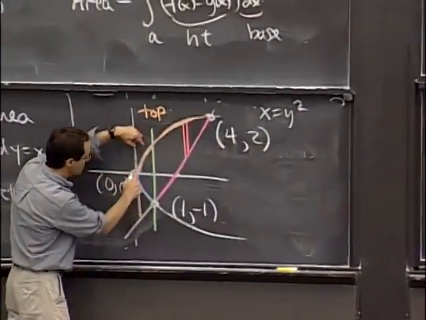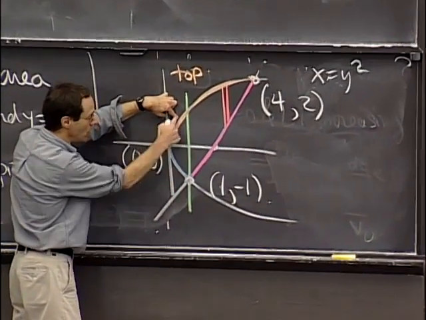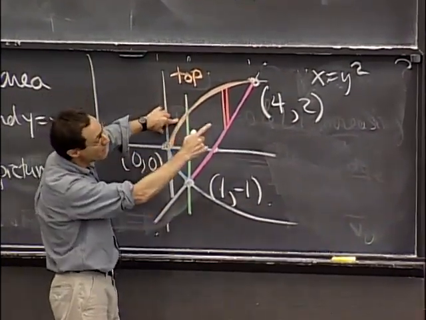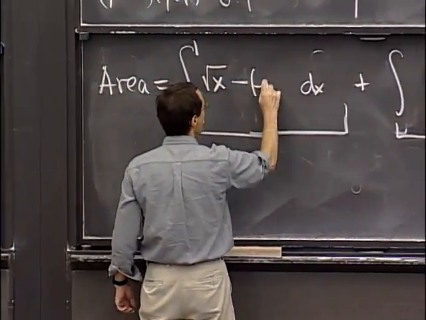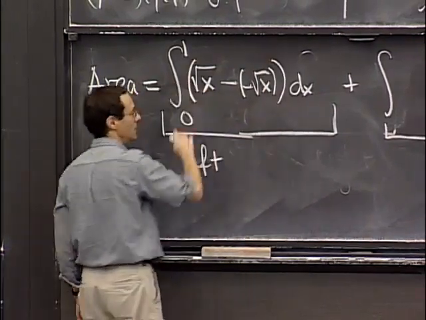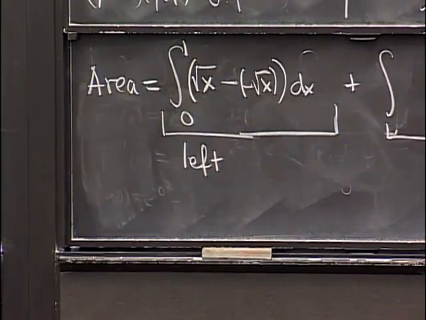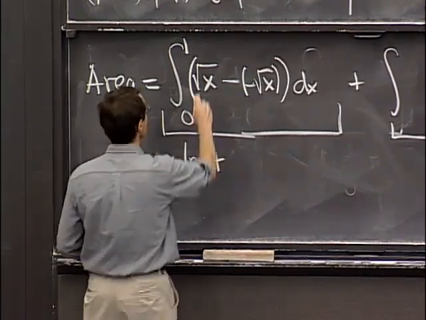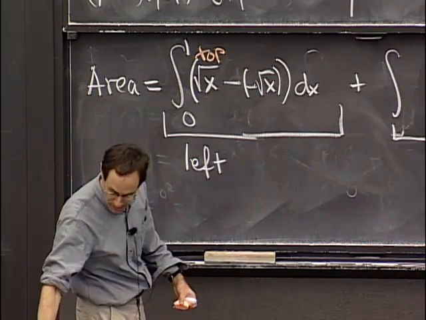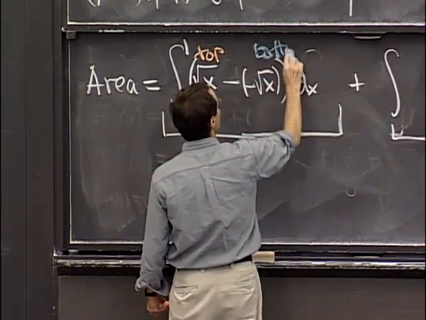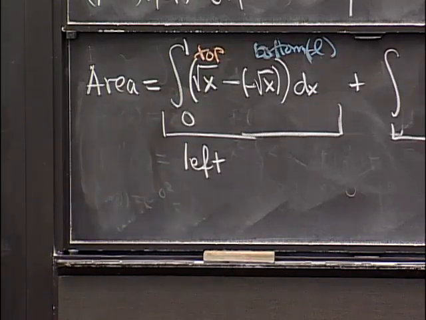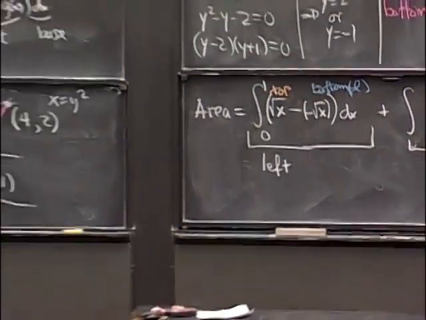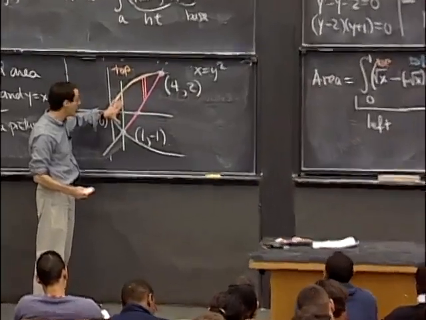And the difference between the orange curve and the blue curve is what I call top and bottom left over there. So that is square root of x minus minus square root of x. Again, this is what I called top, and this was bottom, but only the left. All right, I claim that's giving me the left section of this diagram.